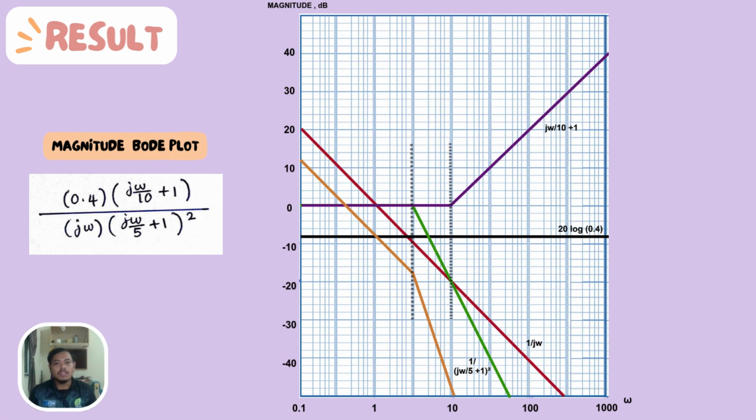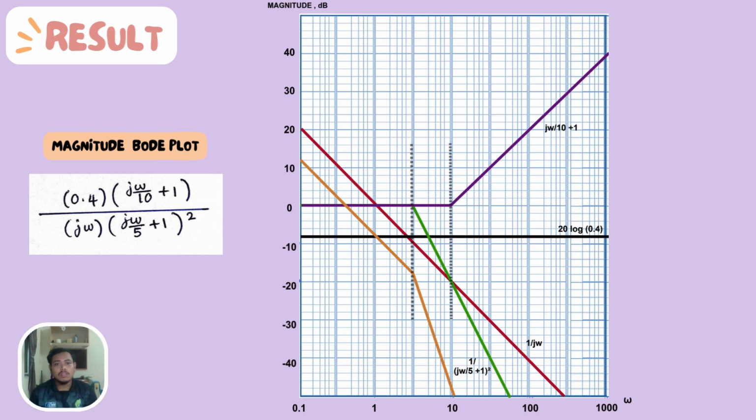The second vector is a simple zero and the value is j omega over 10 plus 1. So at 10 rad per second at 0 dB and 100 radian per second at 20 dB. After that, we will draw a straight line from 10 rad per second and upward to 20 dB at 100 radian per second. So the purple line is a simple zero.